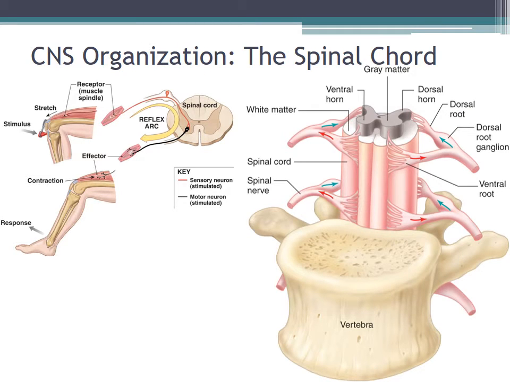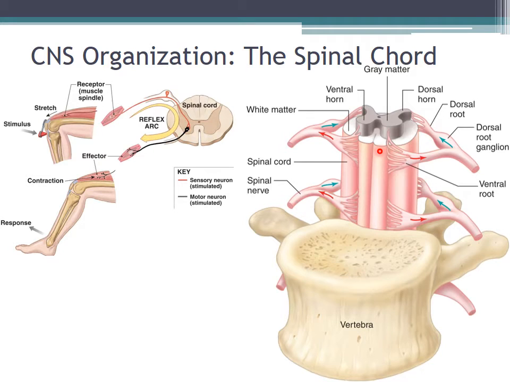The spinal cord has two primary purposes. It's the pathway for information between the body and the brain, and it's the site of spinal reflex arcs. So you recall from anatomy that inside the spinal cord you have your gray matter and your white matter. The gray matter is where information is processed, where you have cell bodies and synapses for that processing. In the white matter you have myelinated axons for carrying information to and from the brain and spinal cord.